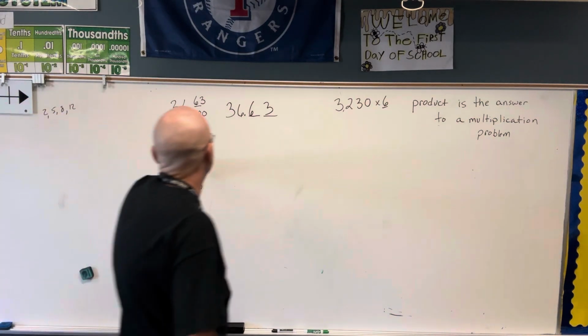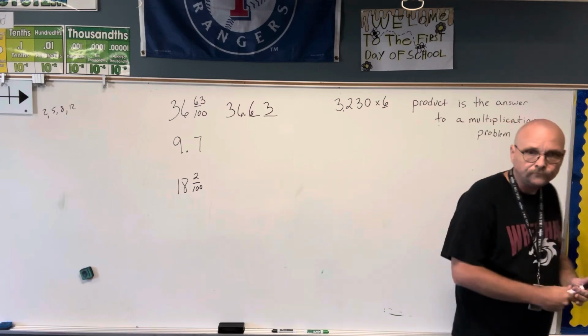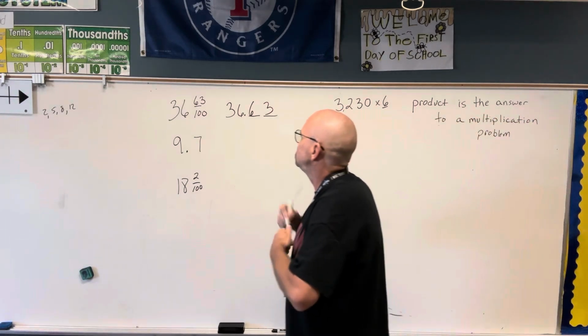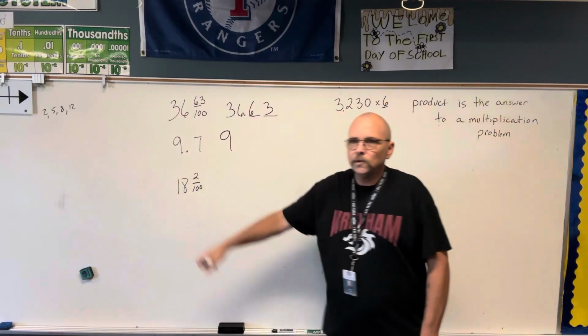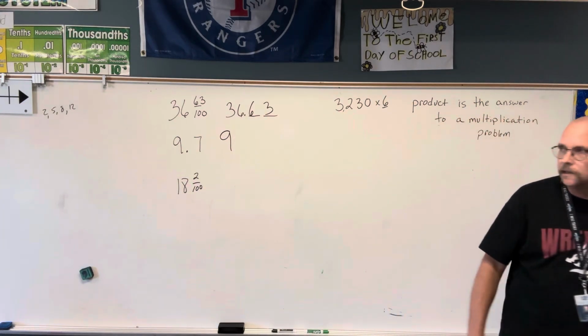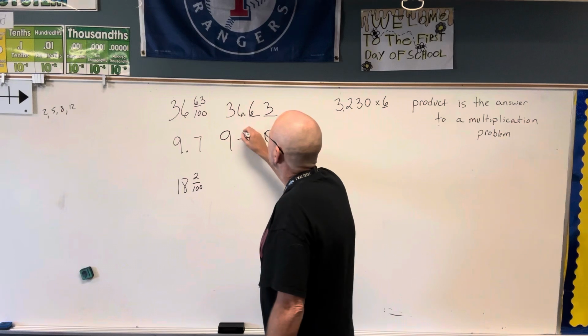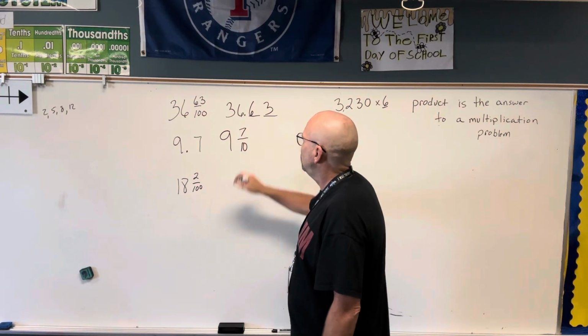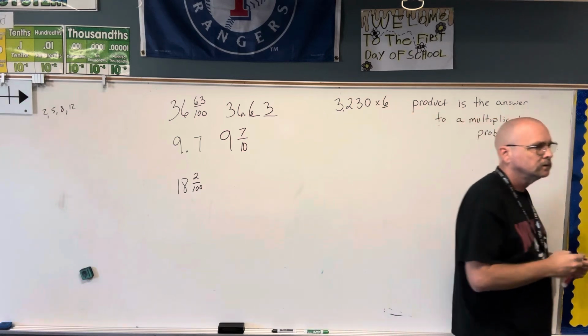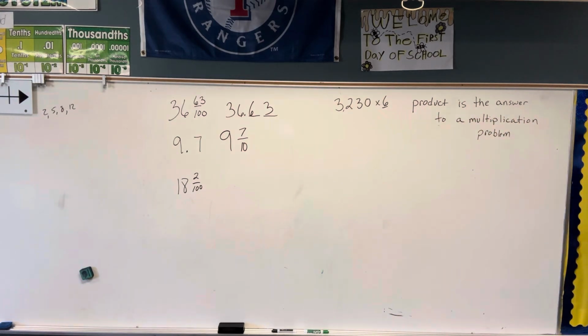Let's go with Penelope. How do I say this number? 9 and 7/10. 9 is my whole number. It's in the ones place, which is why the decimal point's behind it. The 7's in the tenths place, so 9 and 7/10.